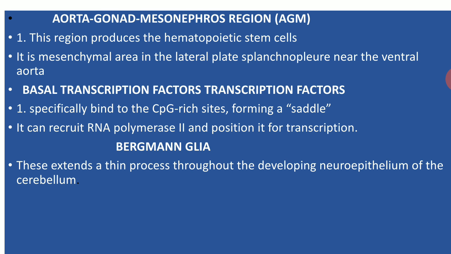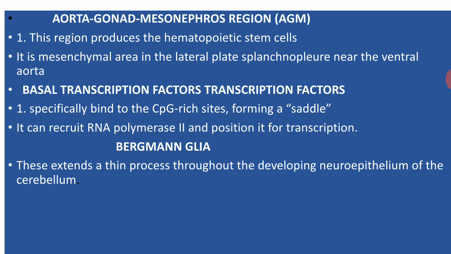Aorta-gonad-mesonephros region, AGM. This region produces the hemopoietic stem cells. It is a mesenchymal area in the lateral plate splanchnopleure near the ventral aorta. Next term is the basal transcription factors. These transcription factors especially bind to the CpG rich sites forming a saddle. It can recruit RNA polymerase II and position it for transcription.